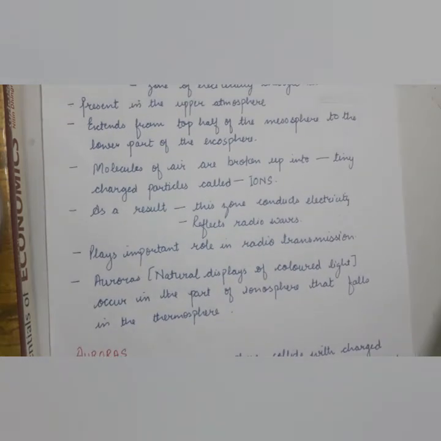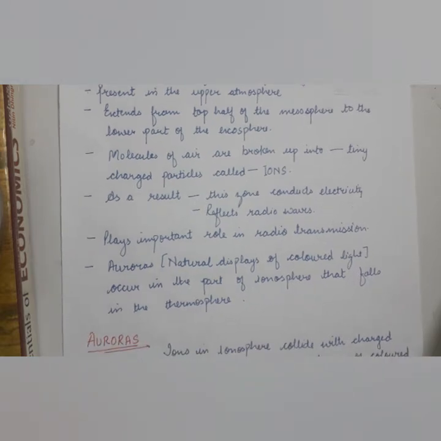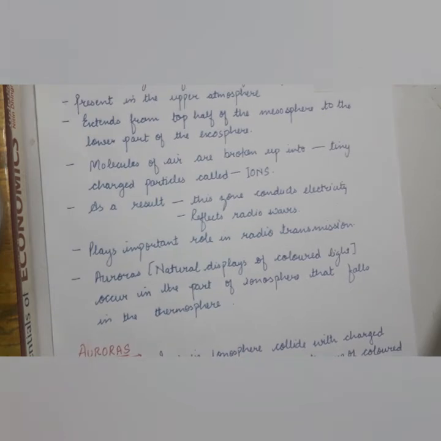Why is it called ionosphere? The reason is the molecules of air are broken up in this part into tiny charged particles, and these charged particles are known as ions. You must have done this in science. As a result, this zone, the ionosphere, conducts electricity. One point is this, and the other point is it reflects the radio waves. Both the things are very important to us. It plays an important role in radio transmission. As you know, the signals are transmitted, the satellite signals, all these things. This is very helpful in such things.